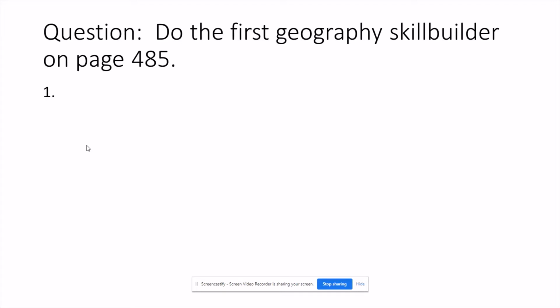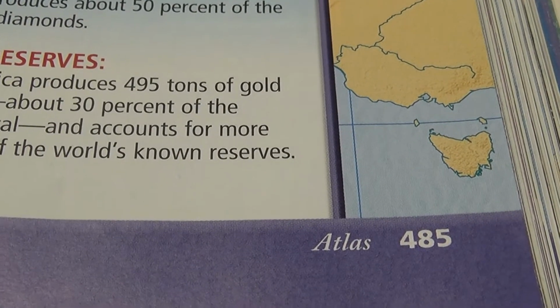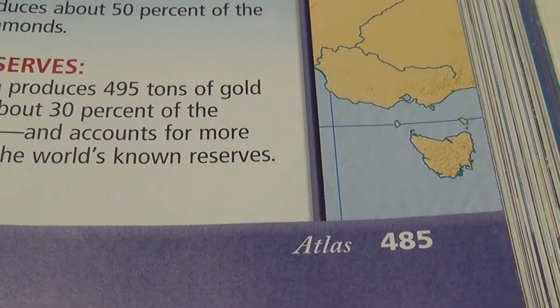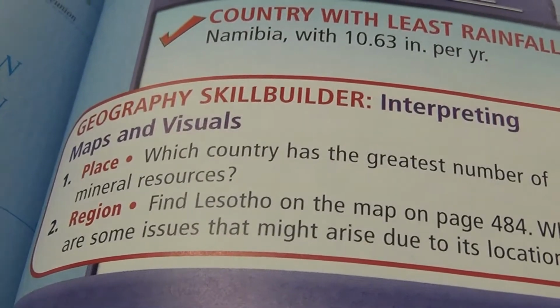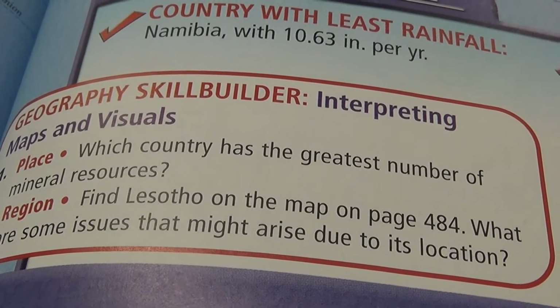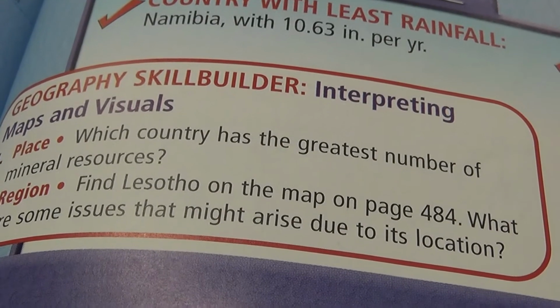Question. Do the first geography skill builder on page 485. Make sure you pause and try this question out. So we are looking at page 485 in our old geography textbook. And the first question here is, which country has the greatest number of mineral resources?